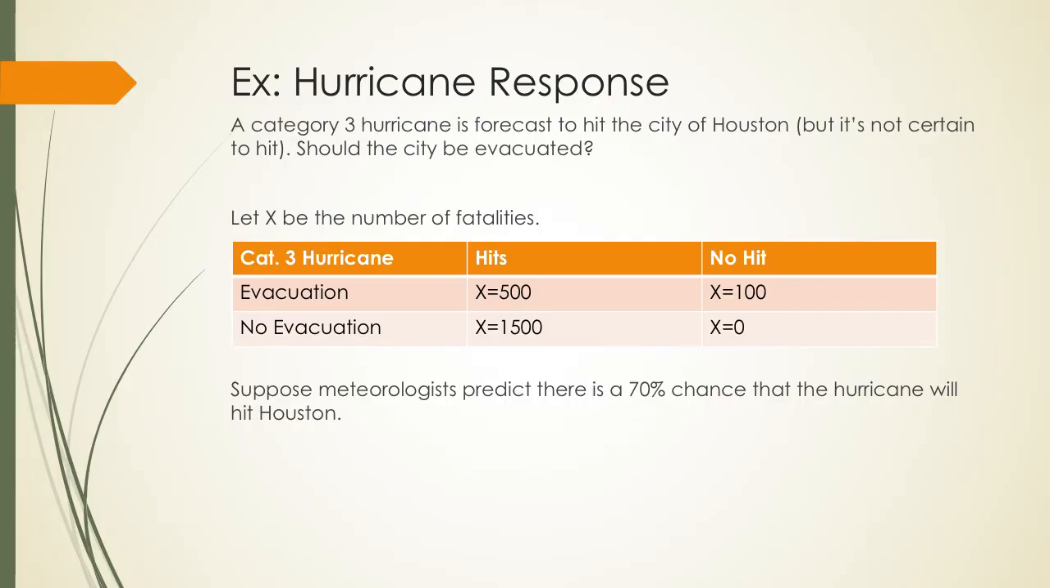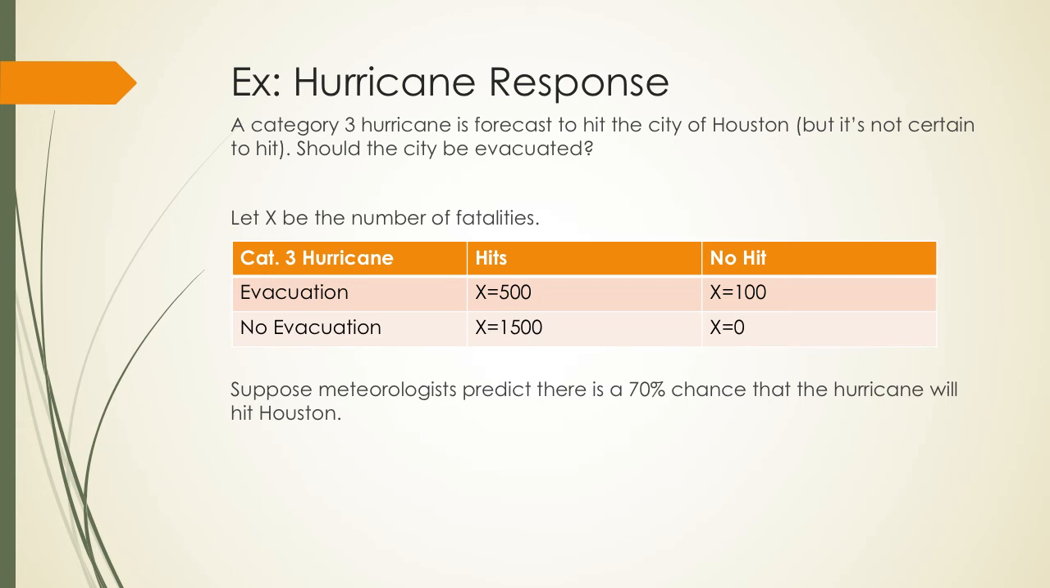One consideration is the number of fatalities that might result from the various options. If the hurricane hits the city, scientists predict that 1,500 people will die if there is no evacuation order, but only 500 people will die if there is an evacuation order. However, the evacuation process itself is chaotic and may result in some deaths. Suppose that if there is no hit by the hurricane, 100 people are still predicted to die from the evacuation process, whereas if there was no evacuation order, there would be no additional deaths. If there's a 70% chance of the hurricane hitting, is an evacuation order the right move?